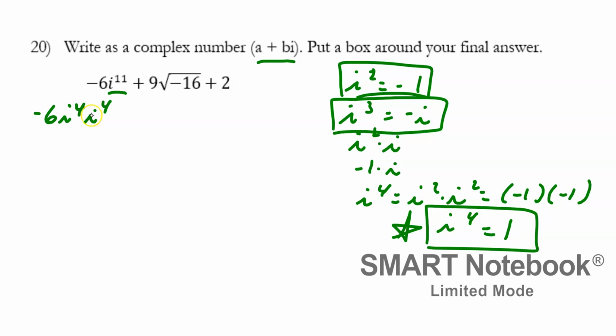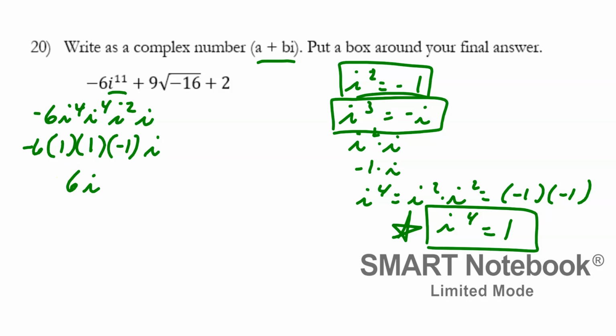Then we could do i to the 3rd to get to 11, but I'm going to suggest doing i squared and then i, because I think plugging in negative 1 and positive 1 is easier than negative i. So this is really negative 6 times 1 times negative 1 times i. Negative times negative is positive, so this is really a positive 6i in the end.